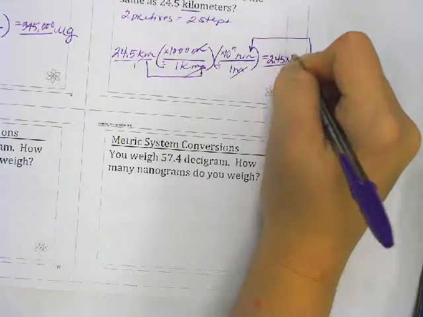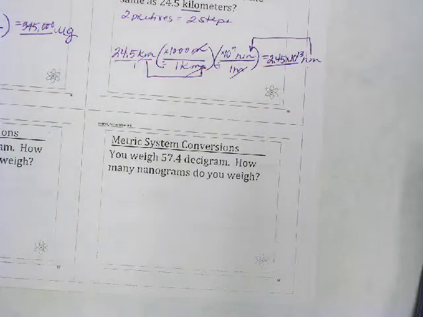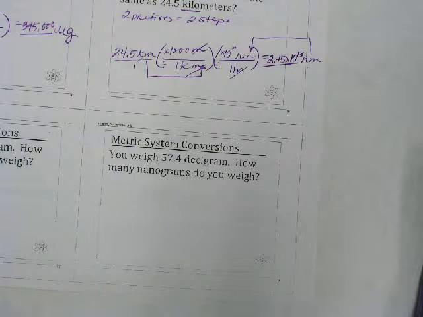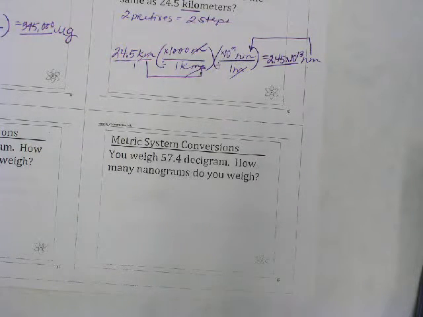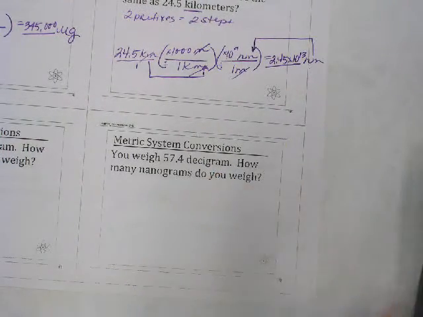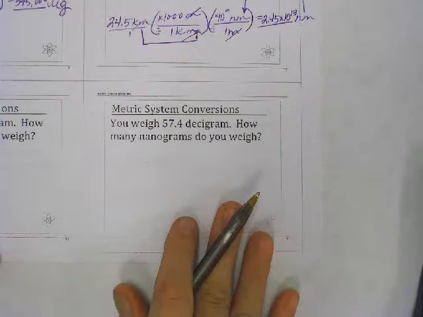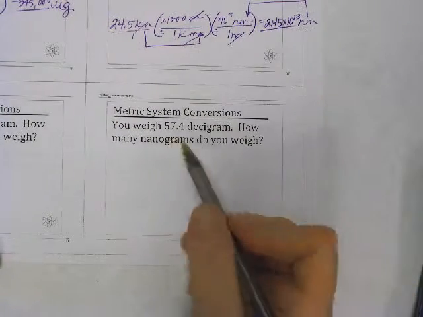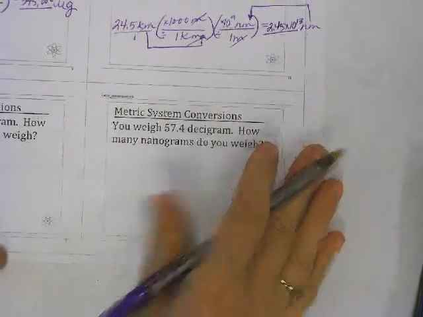Because nanometers are really, really small, that means I must need a lot of them to fill in a kilometer. Alright, and that's how you do the two-step ones. I'm going to do this one right below it here with you too. Alright, you weigh 57.4 decigrams. How many nanograms do you weigh?